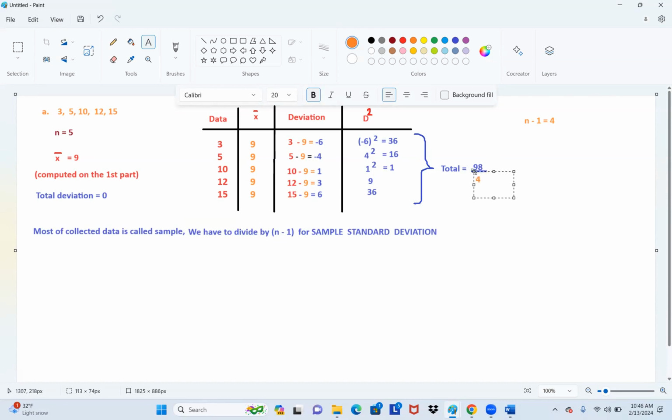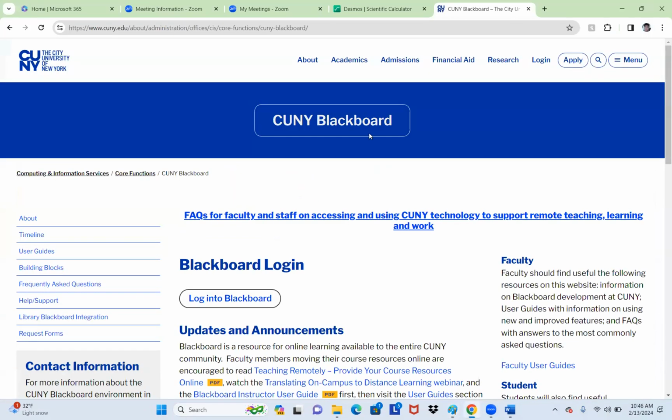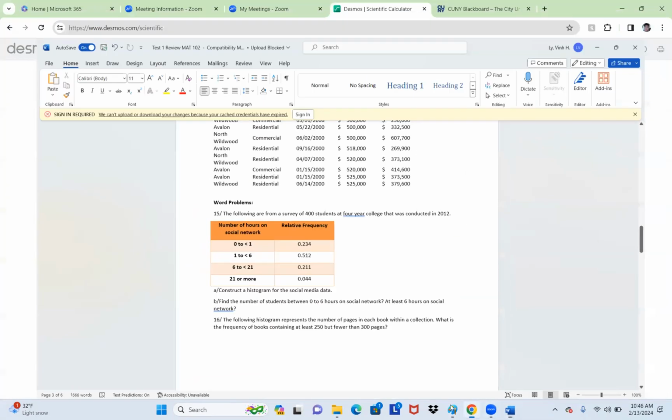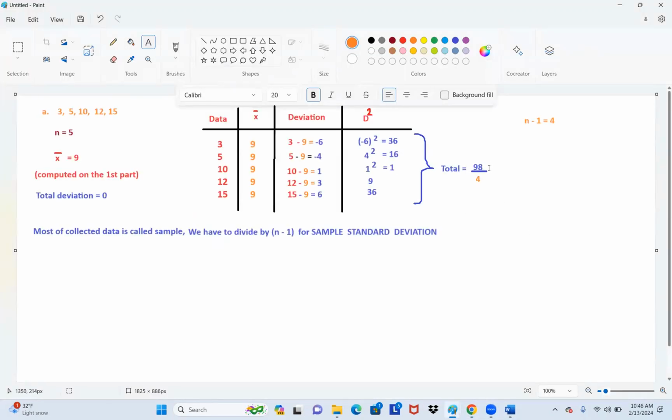Instead of 5. So 98 over 4. I'm so sorry. So I get 24.5. Are we good? And afterwards, the sample standard deviation, just represented by s, the small s. So this is the syntax for a sample standard deviation, and we just take the square root of 24.5.